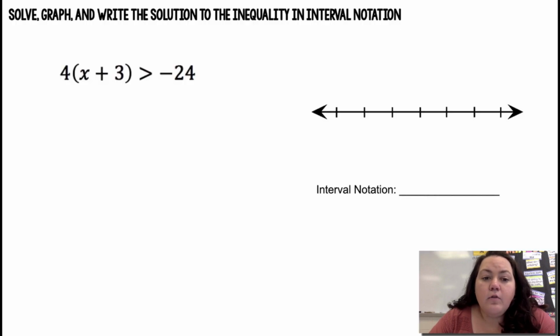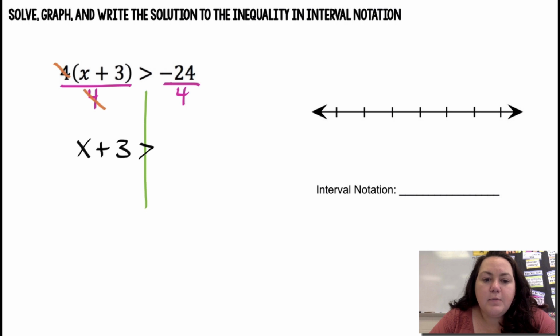All right, so solve, graph, and write the solution to the inequality in interval notation. I'm going to solve this pretty much the same way I would solve an equation, except for that one special rule that if I multiply or divide by a negative, I have to flip the inequality sign. In this one, I could go ahead and distribute the 4. But since there's nothing else attached to it or in front of the 4, I can just divide by 4 to get rid of it.